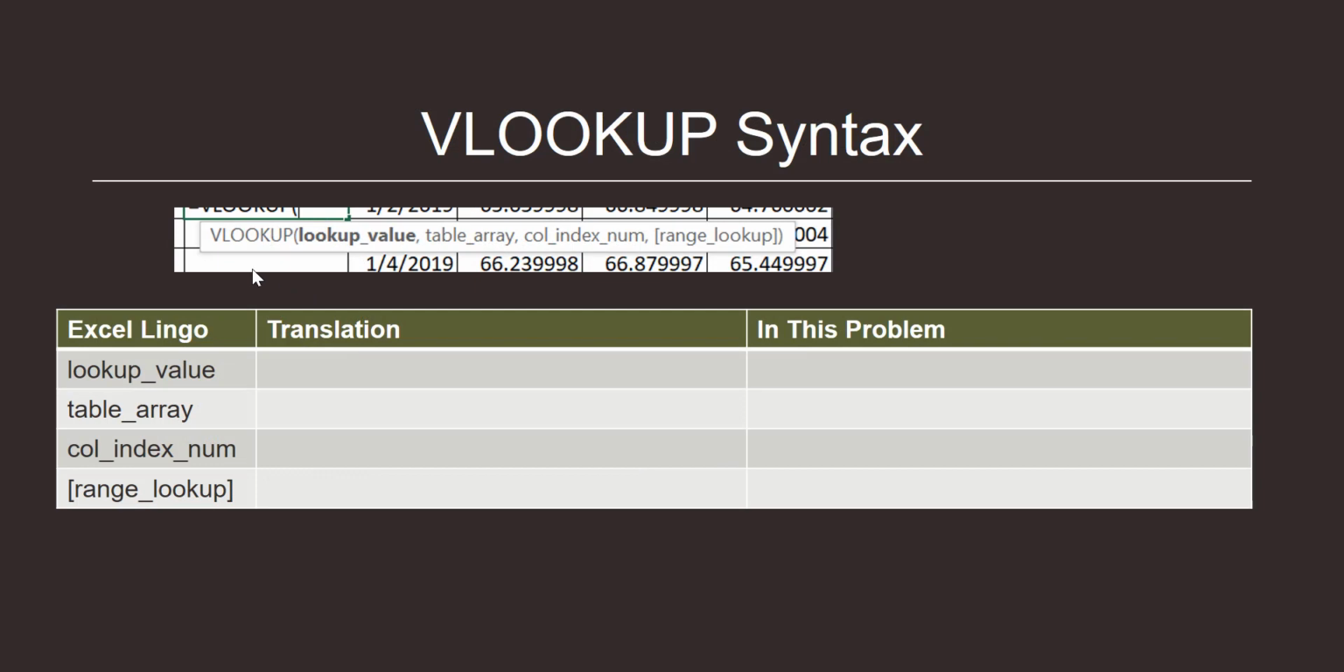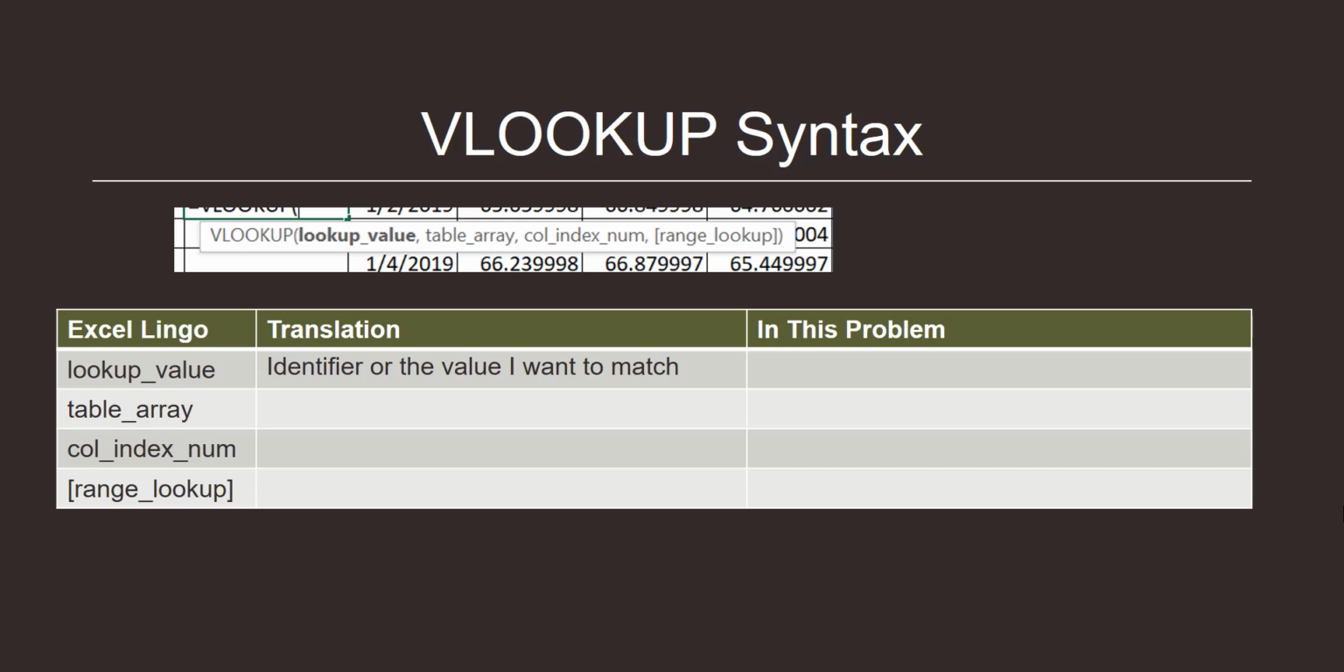Here, I copied over that VLOOKUP function and the variables it's asking us to enter. And we have here each of those variables, or that Excel lingo. Let's walk through the translation of each of these. The lookup value is the identifier or the value I want to match across two tables.